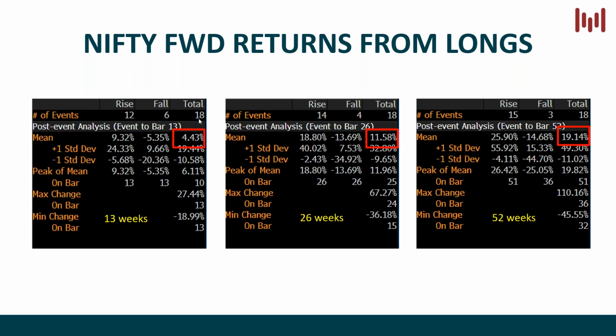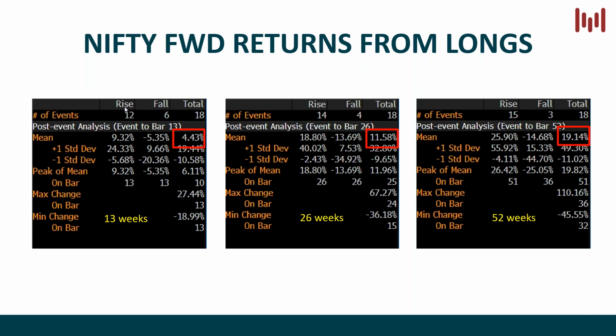Now, when I ran this analysis for the last 20 years, ending 2021, I can see that on the weekly chart of the Nifty, this event has occurred 18 times. So 18 times in the last 20 years. And remember, we are not talking about short signals. We are only talking about long signals. So in the last 20 years, this has happened 18 times, which is what that total means.